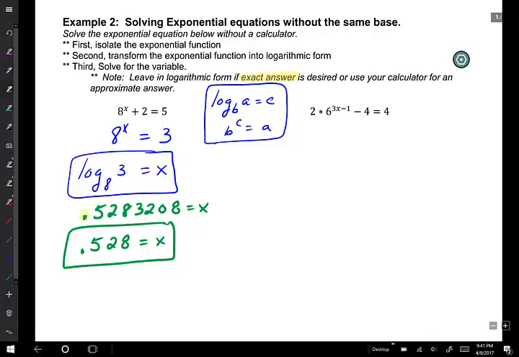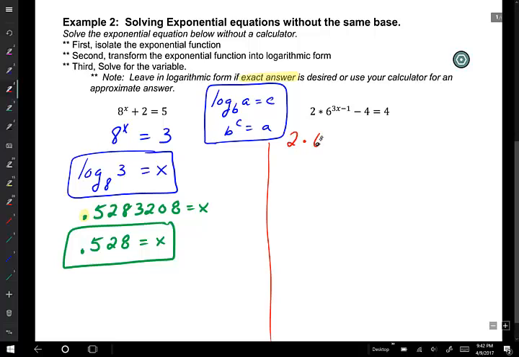Okay, let's look at our third one over here on the right. First thing, once again, is isolating the exponential form, and so we're going to say 2 times 6 to the 3x minus 1 equals 8, obviously adding the 4 over. Then we're going to have to divide by this coefficient of 2 in front. That's going to leave us with 6 to the 3x minus 1 equals 4.